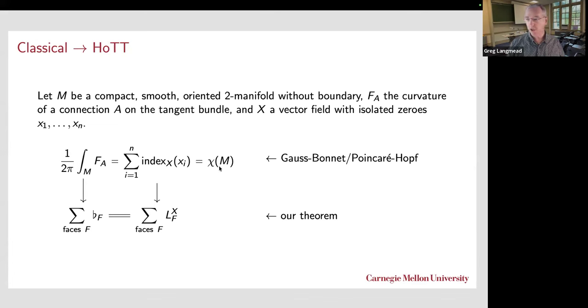You guys can see my cursor, correct? Good, thank you. That the total curvature divided by 2π is equal to the Euler characteristic. That formula is called the Gauss-Bonnet theorem. And that the total index, the sum of the indexes at all these vanishing points, is also the Euler characteristic, and that's the Poincaré-Hopf theorem.